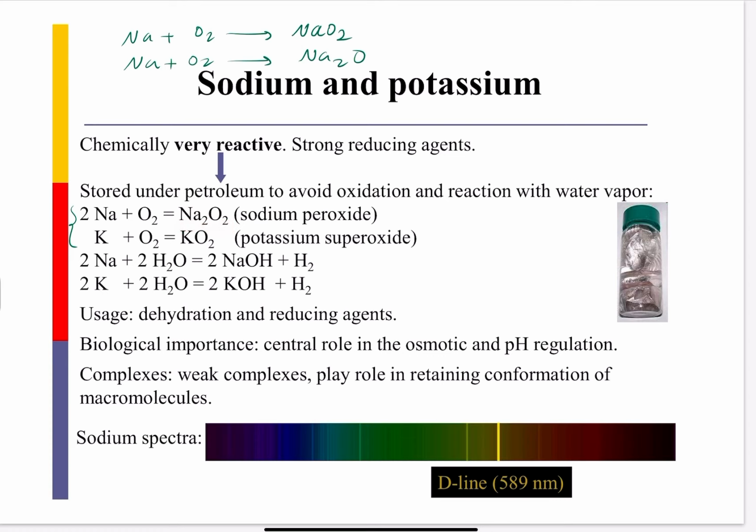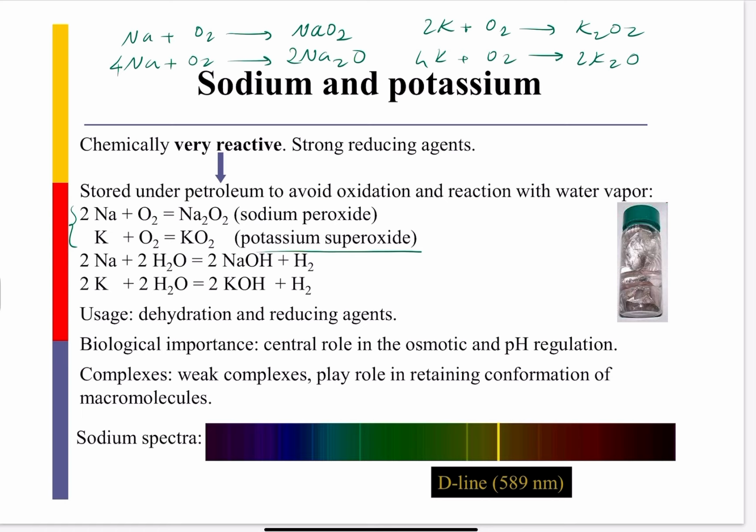Also for potassium, we can produce potassium superoxide, we see the reaction here, and we need to balance it, sorry. We can also produce potassium peroxide, and potassium can react with oxygen to produce potassium oxide.